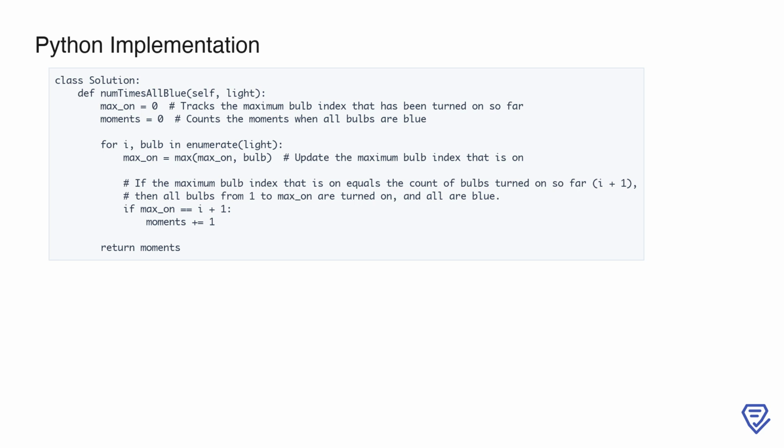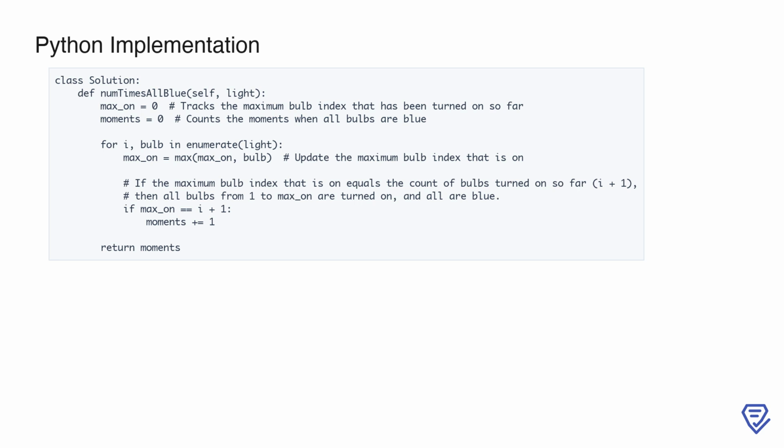Complexity. Time complexity, O(n), where n is the length of the light array. This is because we iterate through the array once. Space complexity, O(1), as we use only two variables, max_on and moments, to store intermediate results. This approach is optimal and ensures the solution runs efficiently even for large input sizes within the constraints of the problem.